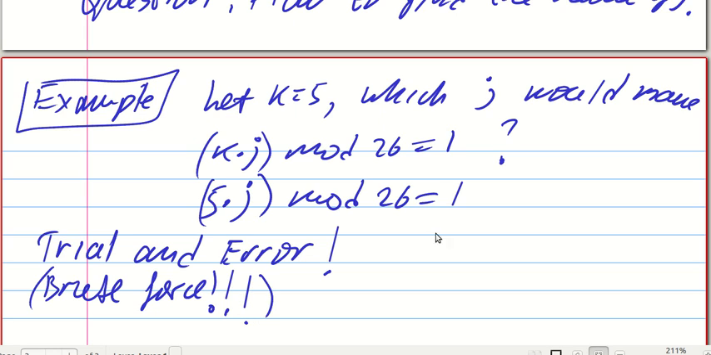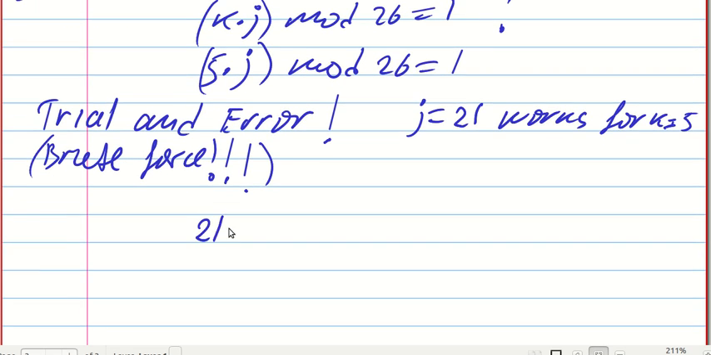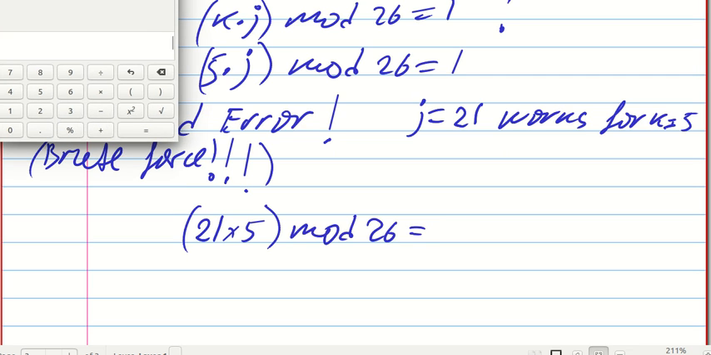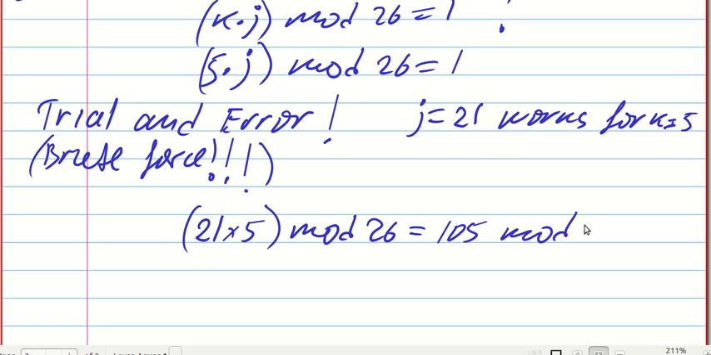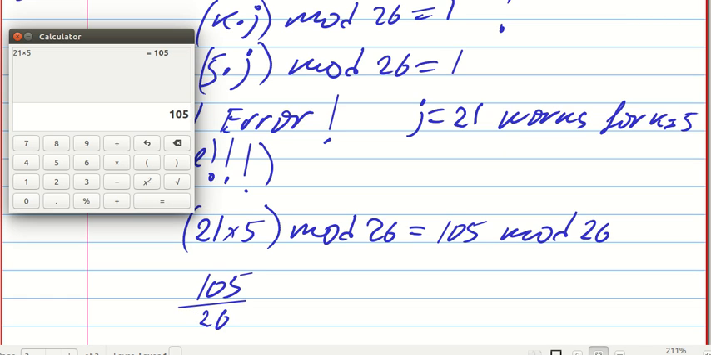It takes a lot. So I'll give you a hint. j equals 21 works for k equals 5. Why would it work for k equals 5? Let's see. If we take 21 and multiply by 5, and calculate mod 26, let's see what we're gonna get. We need to calculate 21 times 5, which is 105. So it's 105 mod 26. So you take 105 and you divide by 26.